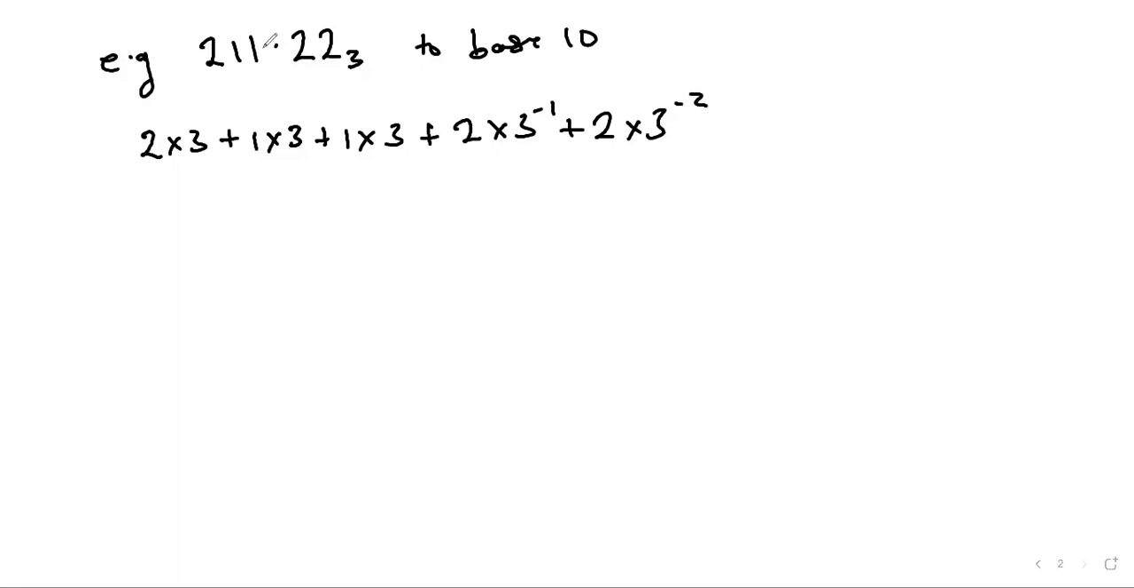Before the decimal point, the powers are 0, 1, 2. Have you seen that? You want to convert it to base 10. So 3 times 3 will be 9. 9 times 2 is 18. Plus 1 times 3 is 3. Plus 3 raised to the power 0 is 1, so 1 times 1 is 1. Plus, this will be 2 times 1 over 3. That's 2 over 3.